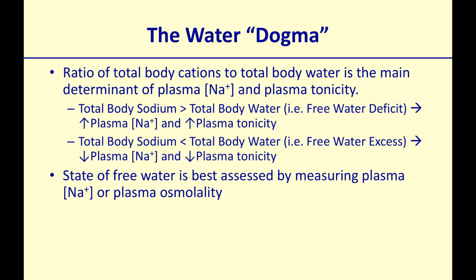How do we assess the state of water in the body? The best way is not by history and physical because they could be unreliable, so the best way is to check a test. And what do you check? You check plasma sodium concentration or plasma osmolarity, which will indirectly tell you what is the state of water in the body.